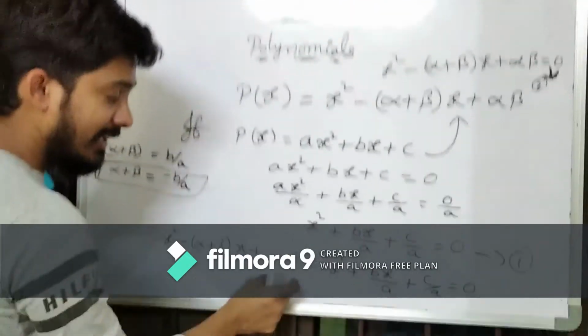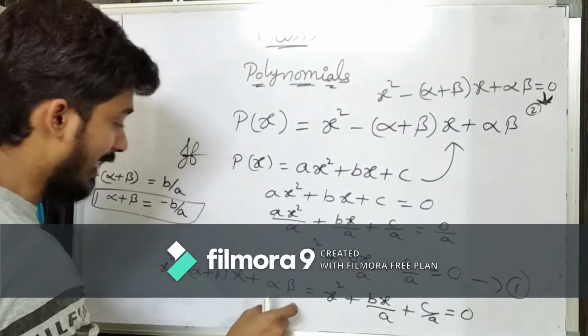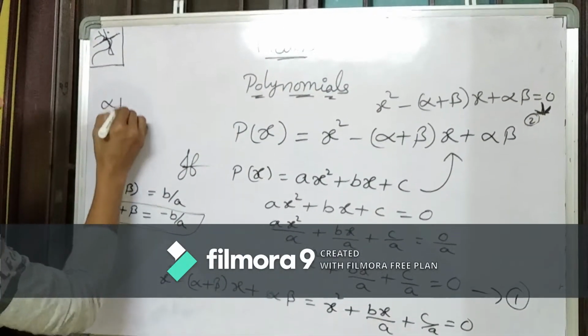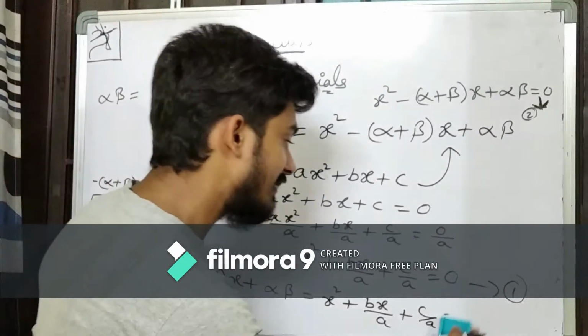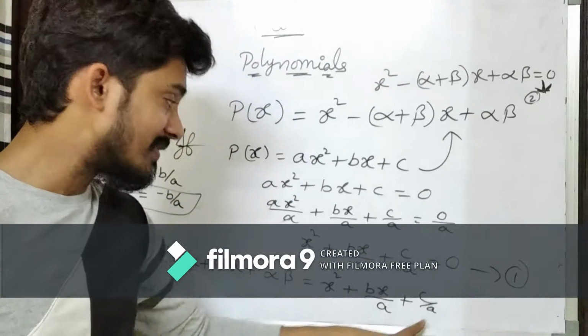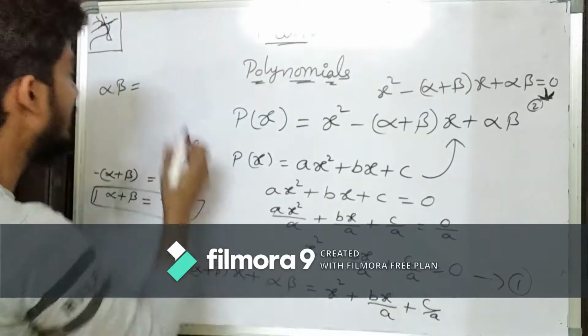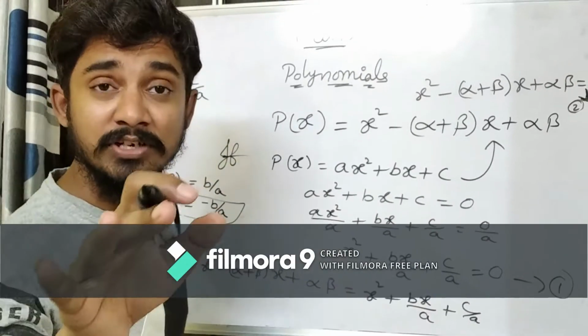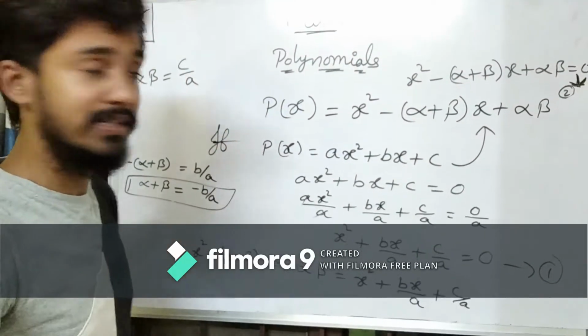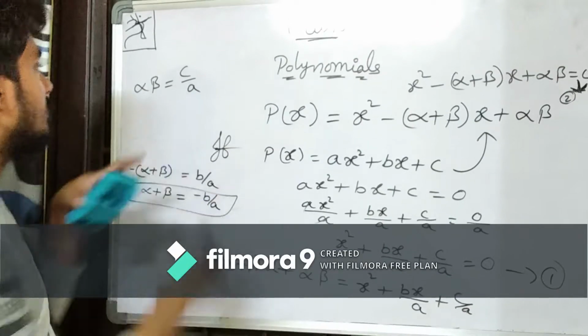Next, in LHS the constant term is alpha beta, equal to the constant term in RHS, which is c by a. That means the product of the zeros. If alpha, beta are zeros of a given quadratic equation, then the product of the zeros equals c by a.